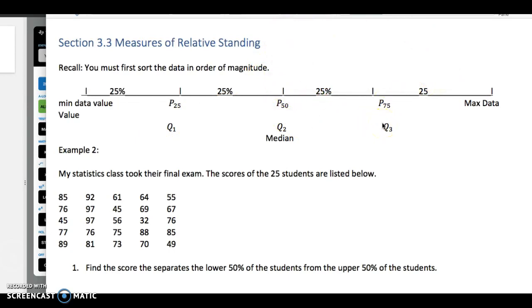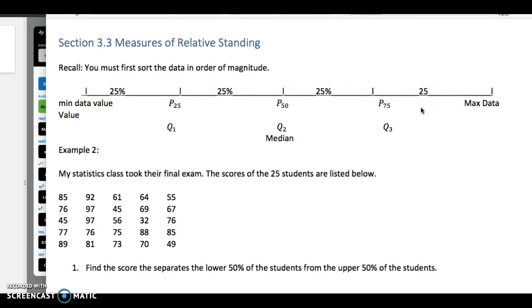Next, we have the 75th percentile and the third quartile. These two numbers are the same number, and they're a value that separates the lower 75% of data values from the upper 25%.